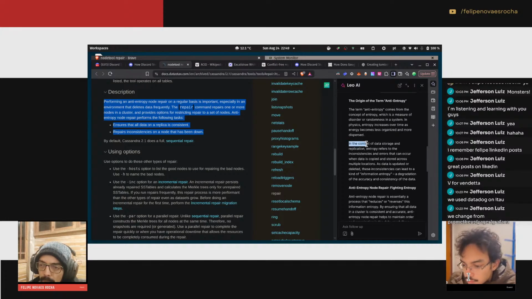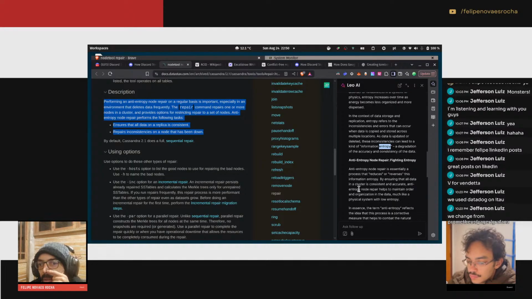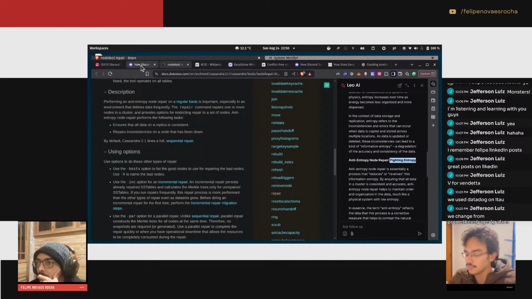Okay. So in the context of data storage and replication, entropy refers to inconsistencies or errors that can occur when data is copied and stored across multiple locations. As data is updated or deleted, these inconsistencies can lead to a kind of information entropy, a degradation of the accuracy and consistency of the data. Okay, I now understand. To fight entropy is to make things in order, or consistent.